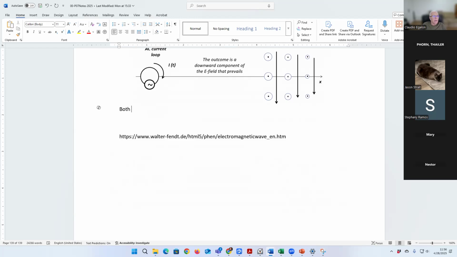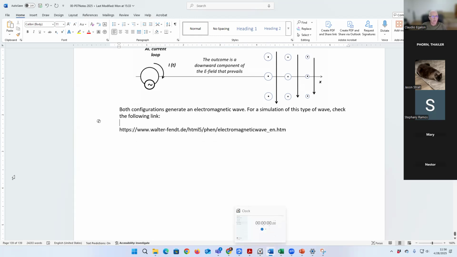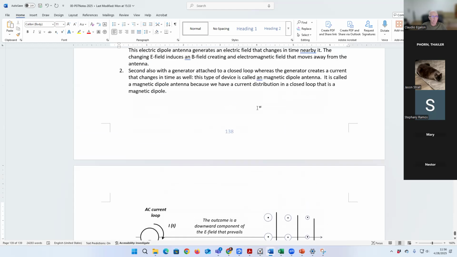Both configurations generate an electromagnetic wave. For a simulation of this type of wave, check the following link. Okay?